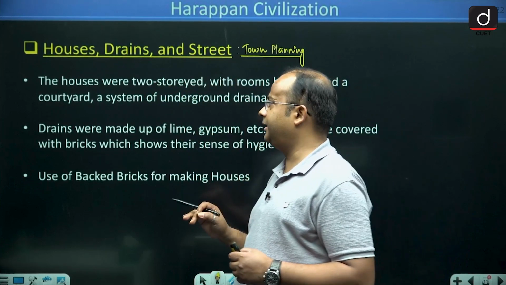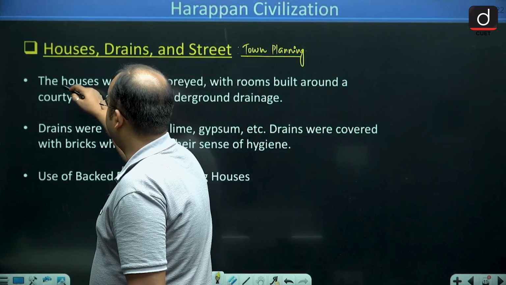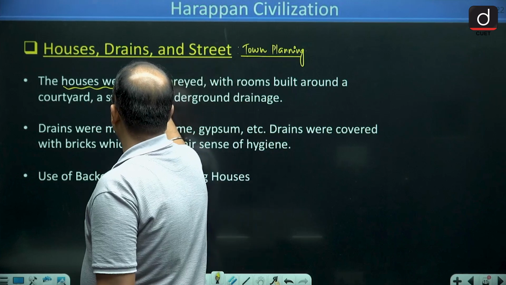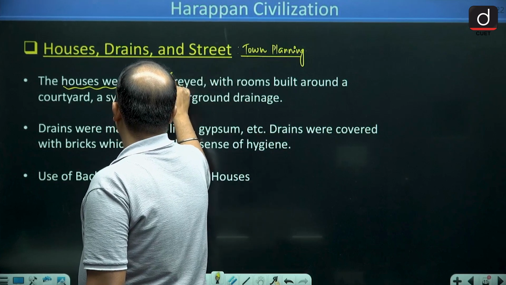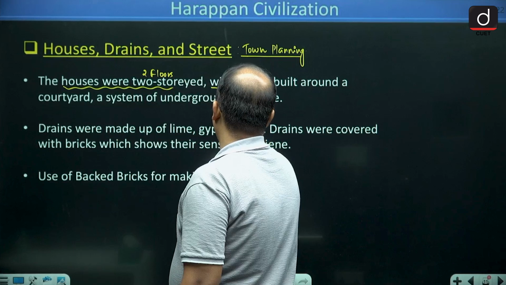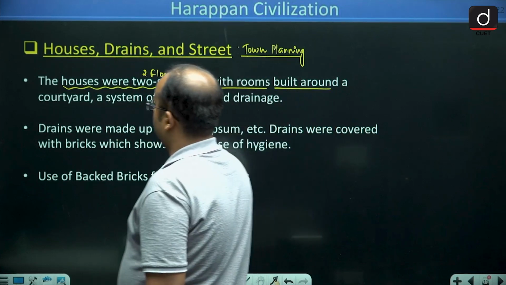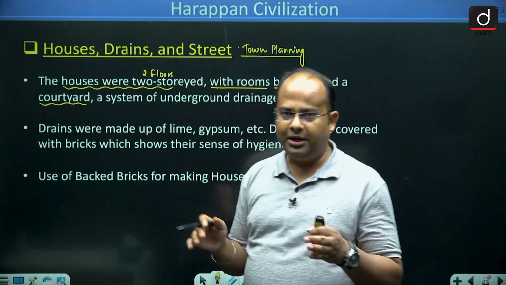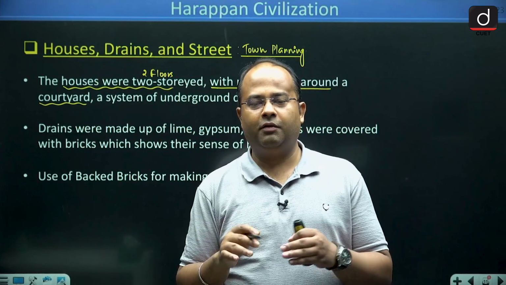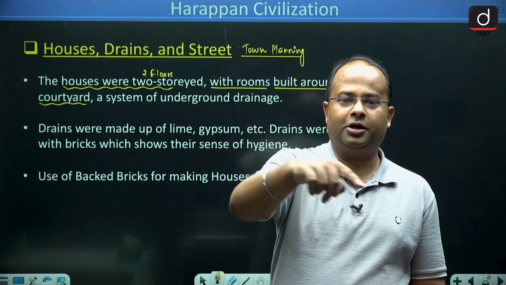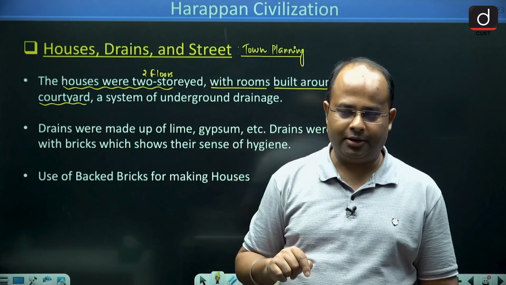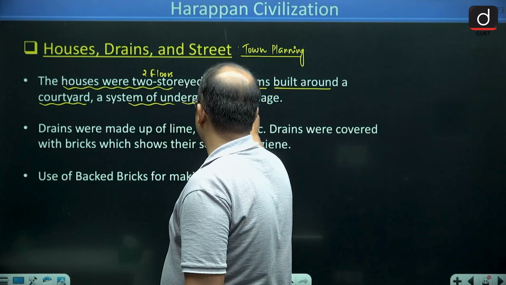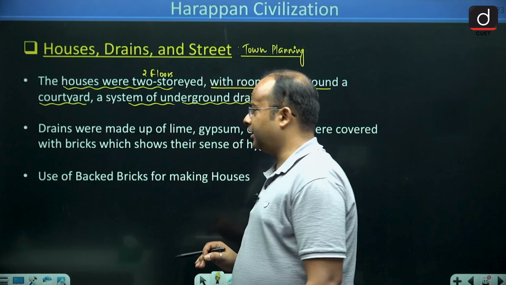Now you will find that the houses were two stories, that means two floors, with the rooms built around the courtyard. In the middle of the house there was a courtyard, which in Hindi is called angan, and the rooms were built around it. And there was a system of underground drainage.